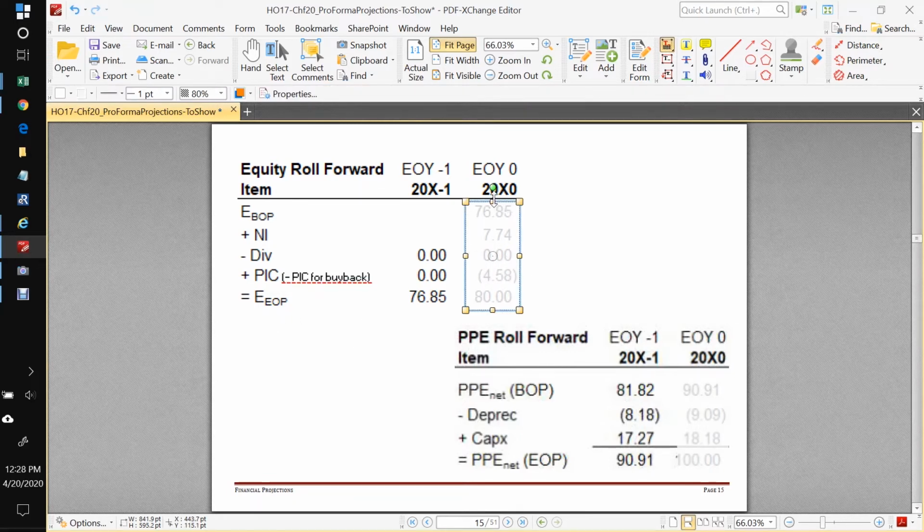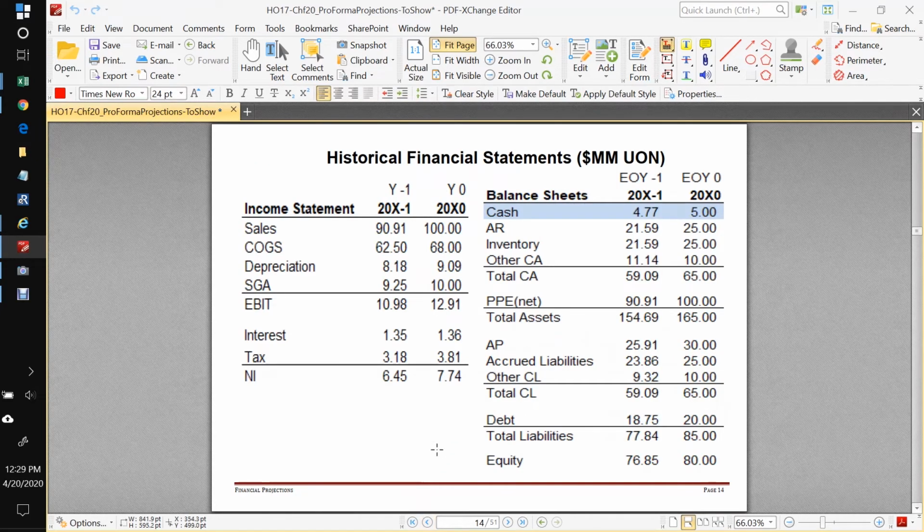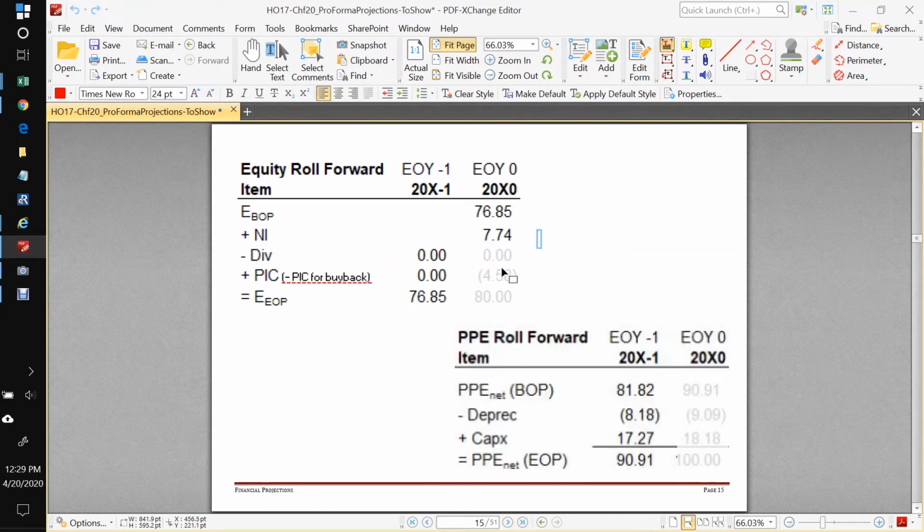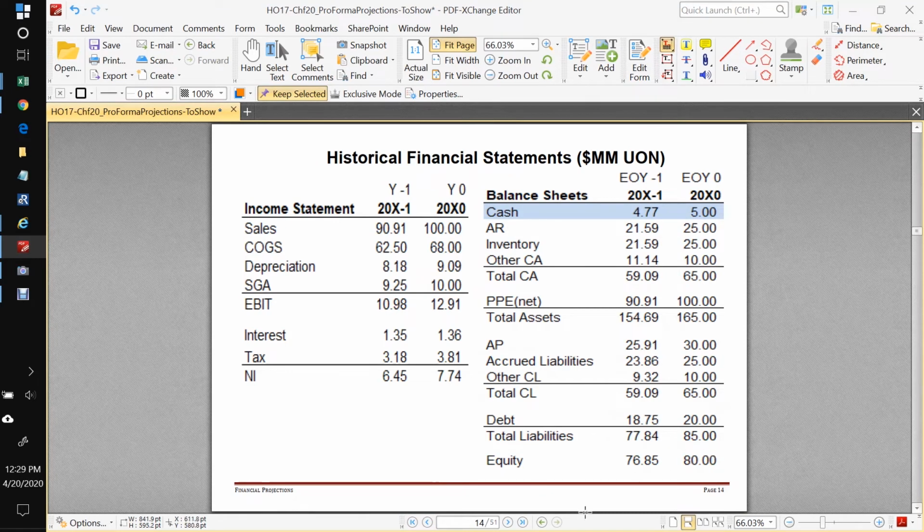So you can see in the most recent year, equity beginning of period was 76.85. Net income for the year, as we saw on the income statement here, was 7.74, okay, and they paid no dividends in the year, so that's zero. And they did have a bit of a share buyback. They had an investor who wanted to leave. They bought her shares back, so that's fine. And then we just add all these up and we get to their equity at the end of the period for 20x0, and that's exactly what we see here.